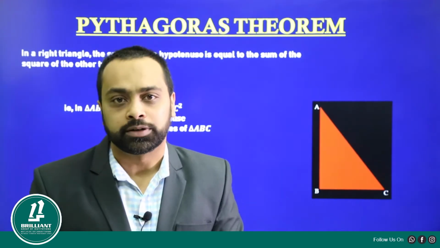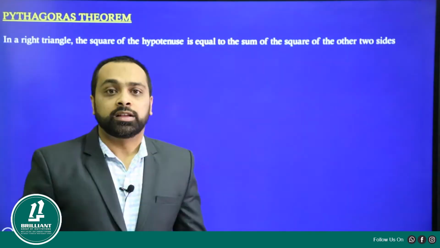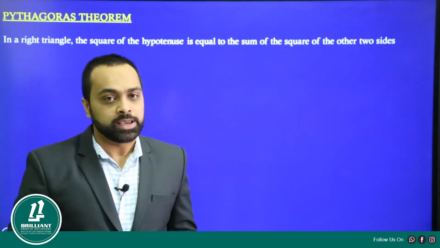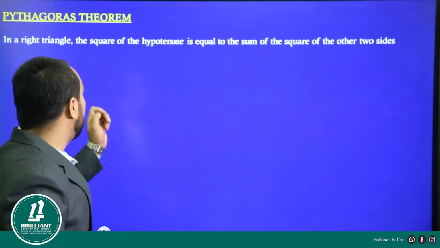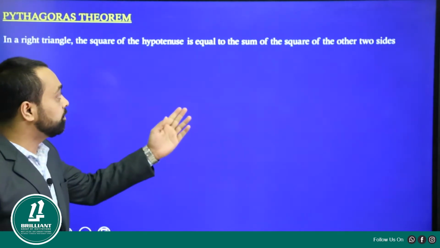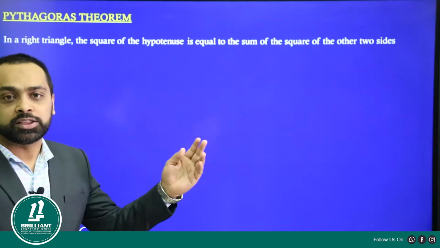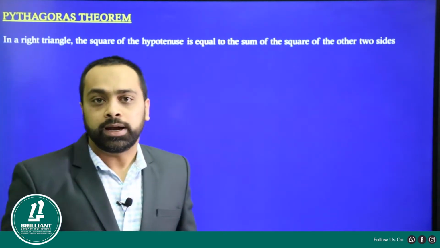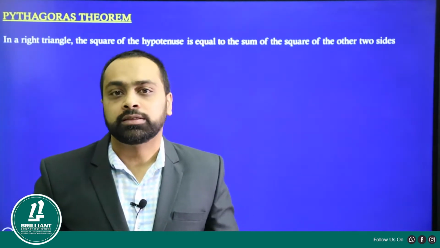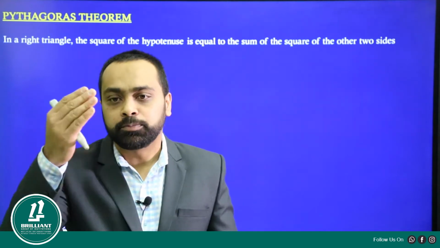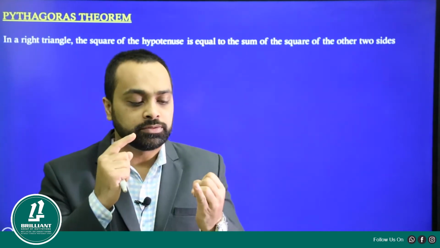Now we have to prove it. Let's see how it is proved. Yes, now we are going to prove the Pythagoras theorem. Here we have the theorem: in a right triangle, the square of the hypotenuse is equal to the sum of the squares of the other two sides. Now we know that in a geometrical proof there are some procedures, a step by step sequence. So what is the first one?